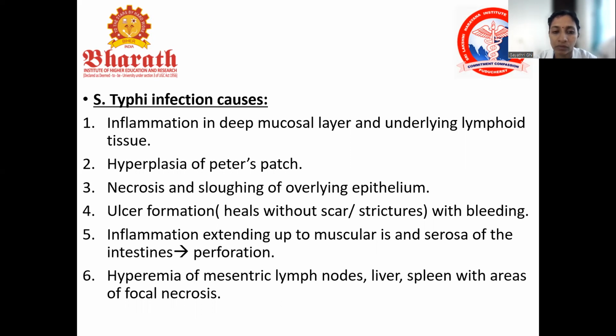Then in all the lymph nodes and all the reticuloendothelial parts, there is hyperemia of the mesenteric lymph nodes, liver, and spleen, with areas of focal necrosis.